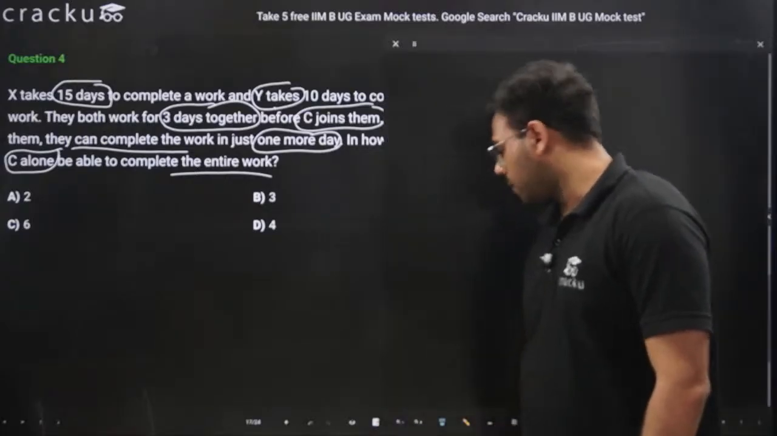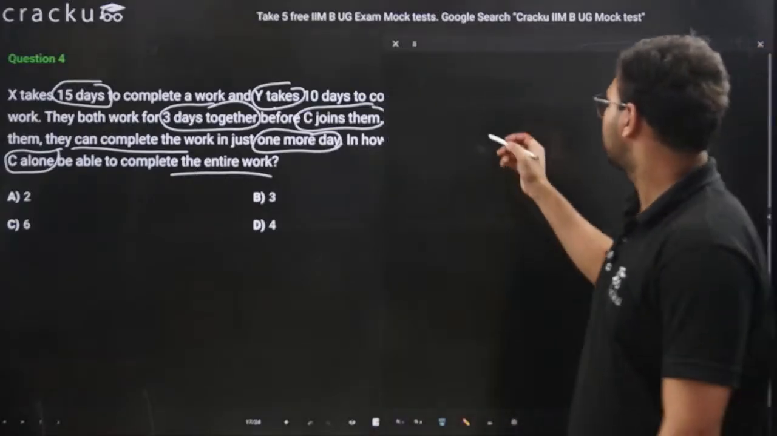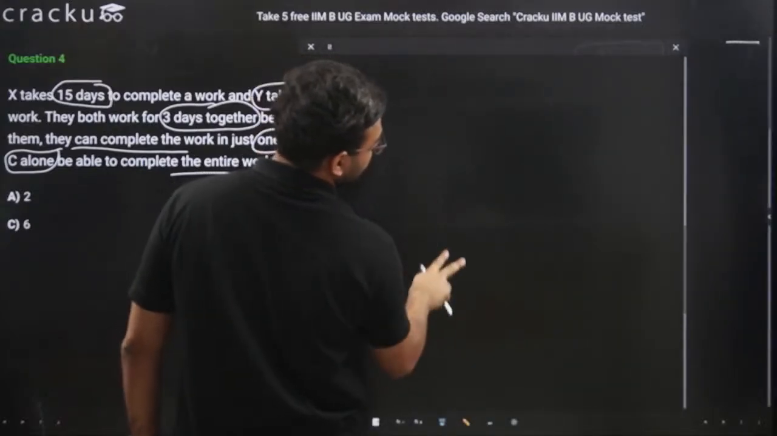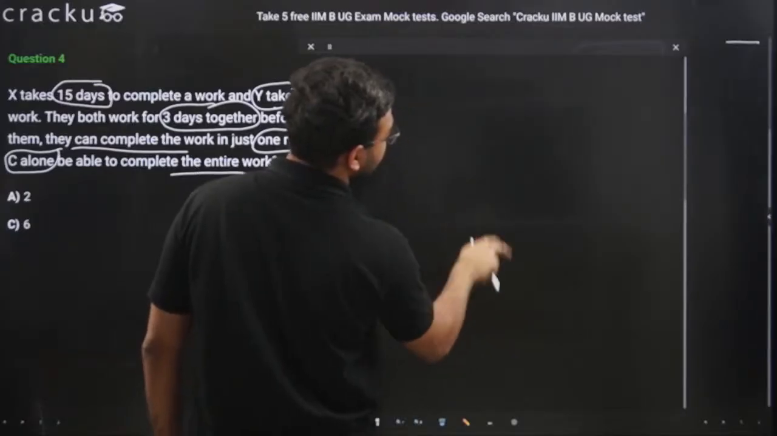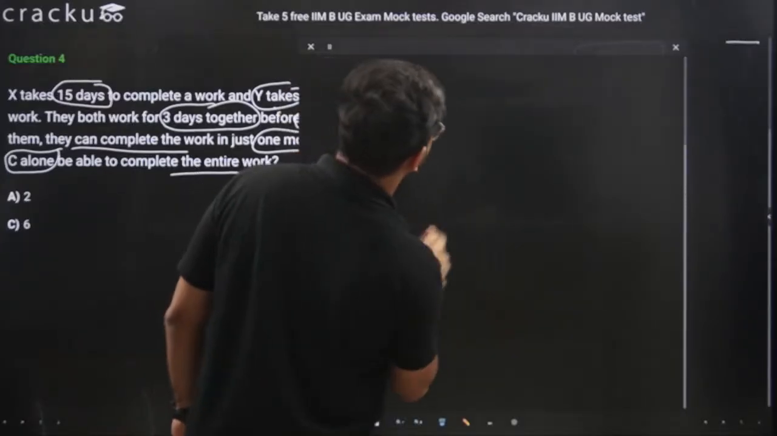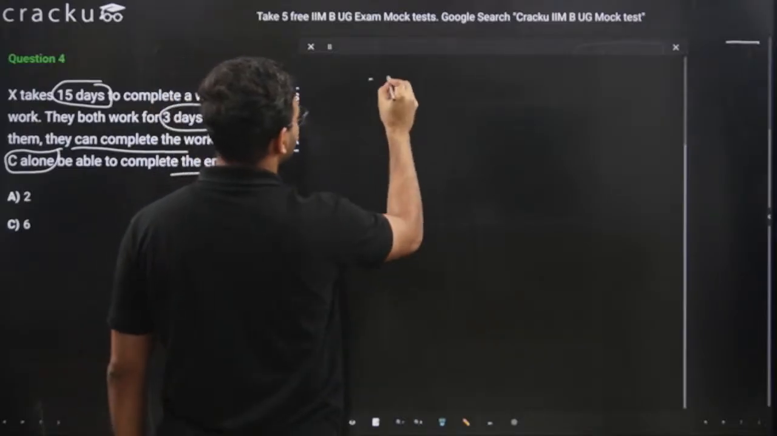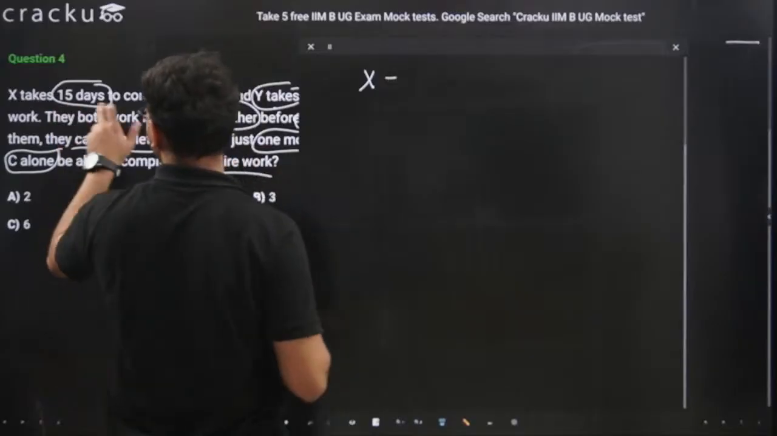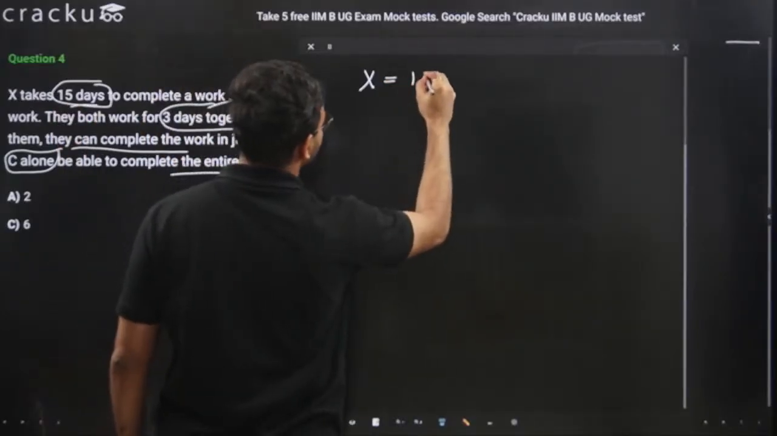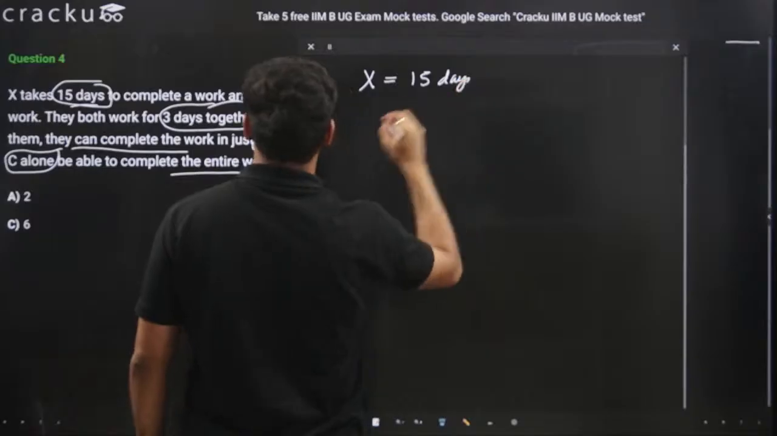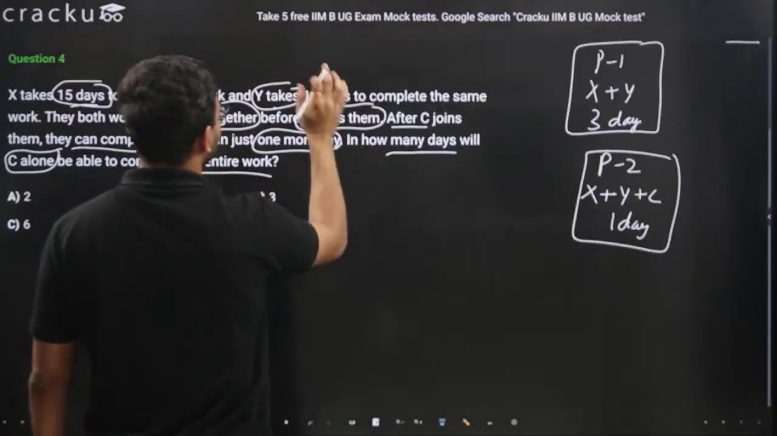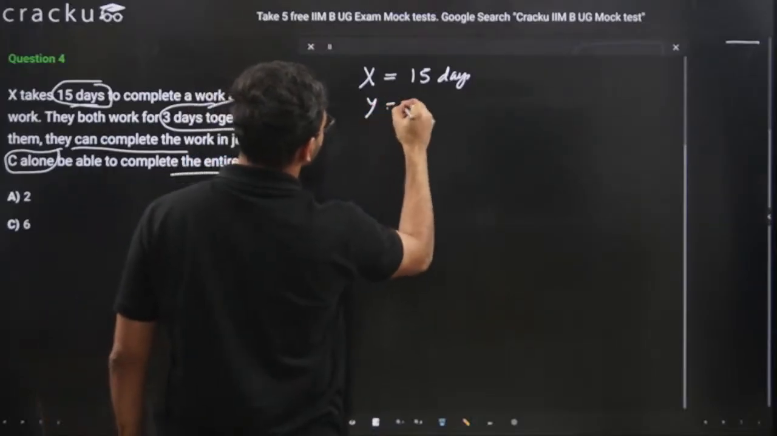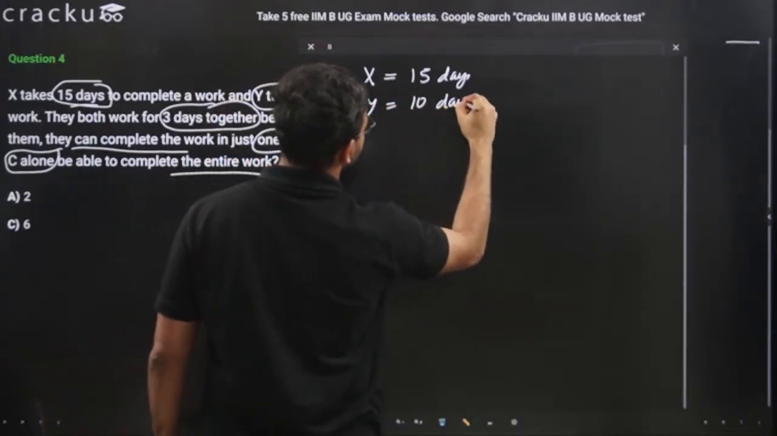So what we have to do is, first of all, we will use the LCM method to get the total work which needs to be done. X is taking 15 days to complete the work. Similarly, Y is taking 10 days to complete the work.